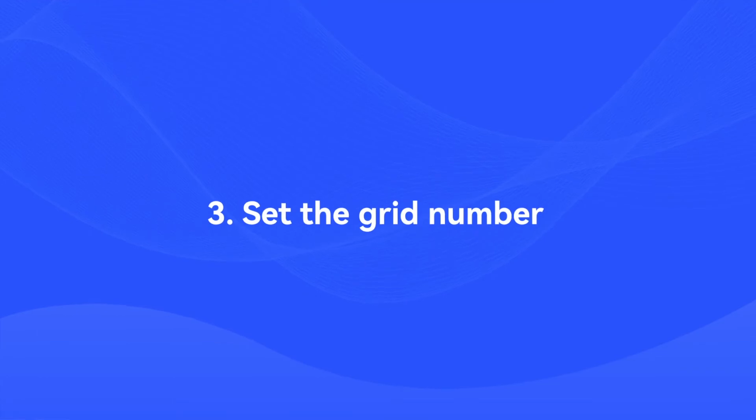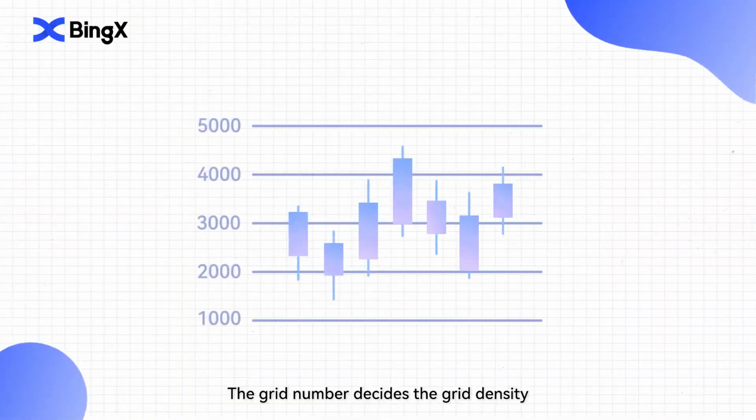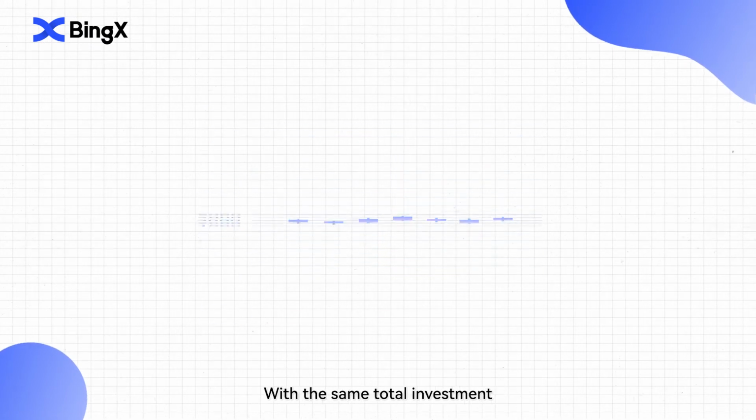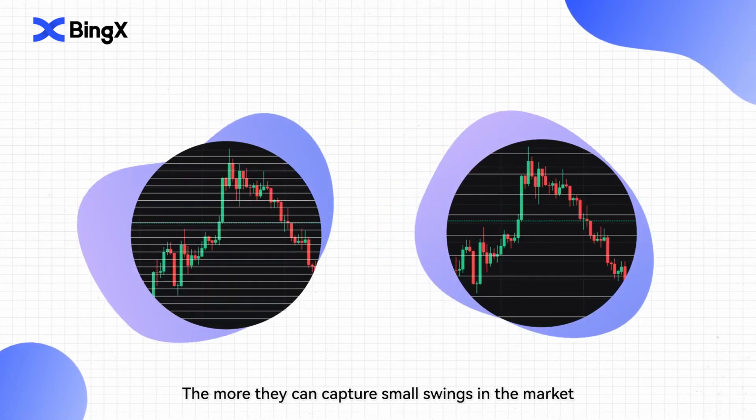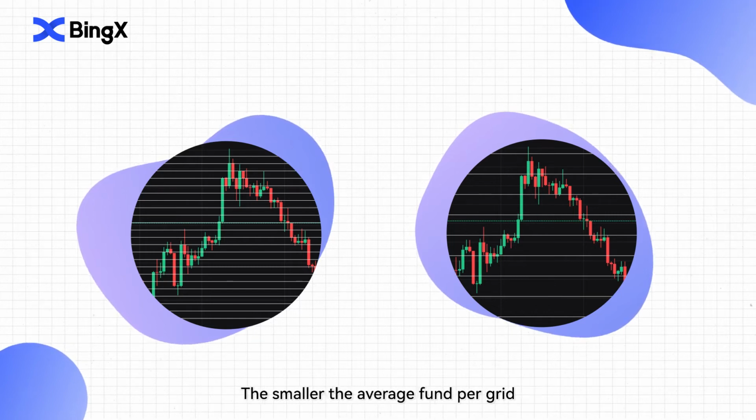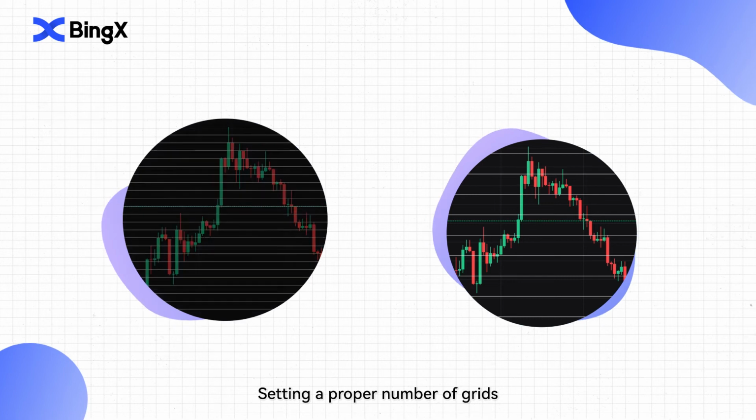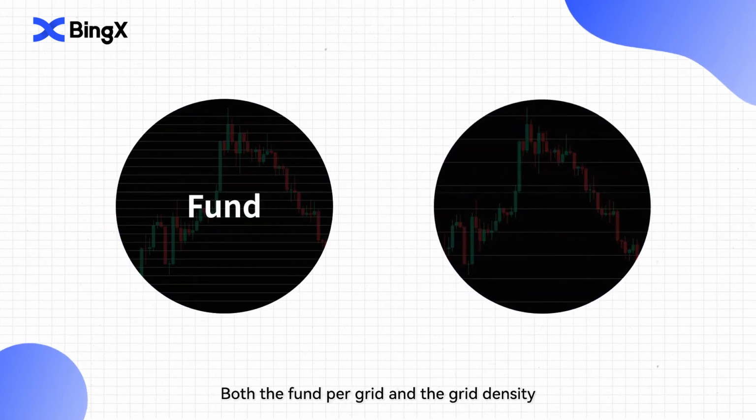3. Set the grid number. The grid number decides the grid density. With the same total investment, the denser the grids, the more they can capture small swings in the market, and the smaller the average fund per grid. Setting a proper number of grids needs to take into account both the fund per grid and the grid density.